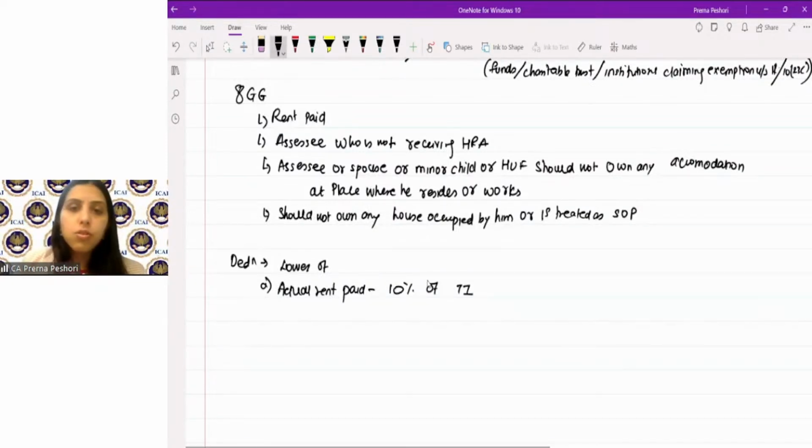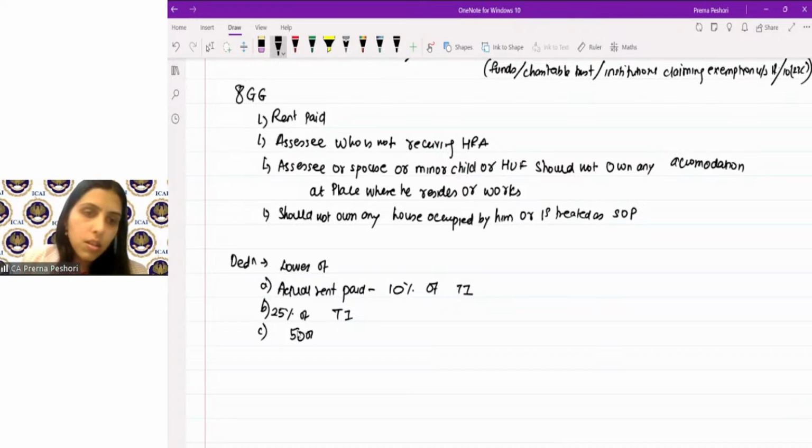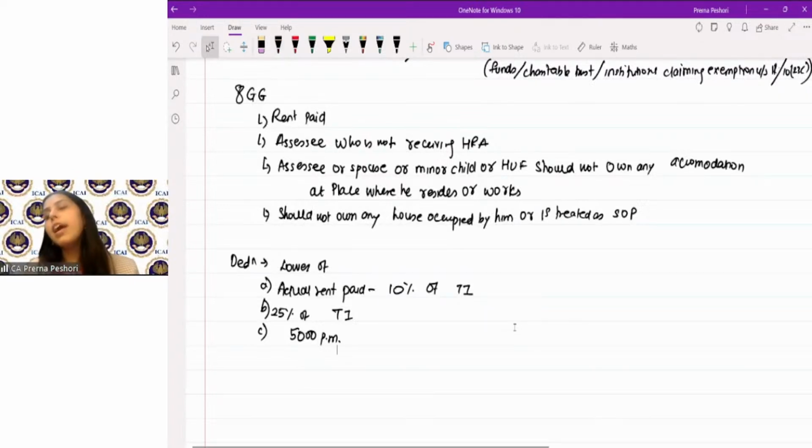Before allowing this deduction, 25% of total income and 5,000 per month. So the lower of these amounts will be allowed under 80GG. Now in HRA, you can have a house property in the same city, but here it is not the case. Under 80GG there is a condition. Under 10(13A) for HRA there is no such condition that you should not have any other house property in the same city. But here there is this condition.